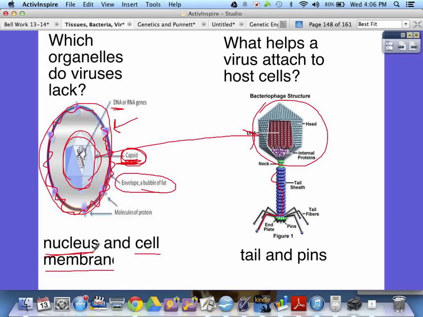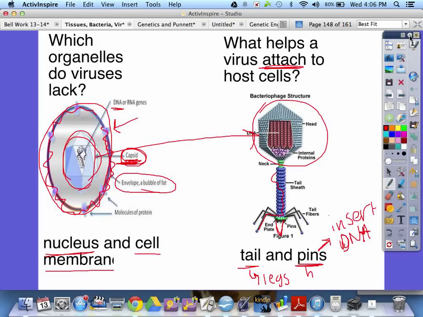Now, whenever a virus wants to actually attach to its host, it has a tail and it has pins. Pins are the bottom part. That's what helps inject DNA. It helps insert the DNA. The tail are the legs that help attach it.